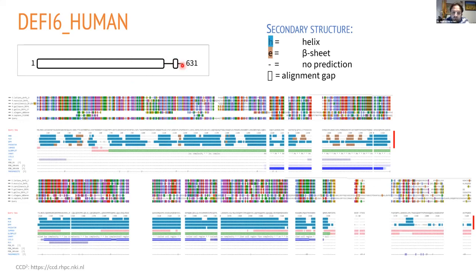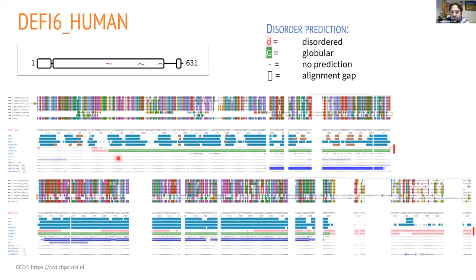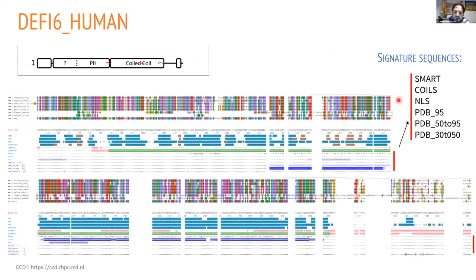Then I would move on and look at disorder predictions. Red is disorder, green is predicted globular, and white means that we do not have any prediction. If we look at this, we can see that this particular block of secondary structure seems to be connected via a disordered region, so it's possibly a little floating domain. There is also disorder around the helix, and there's possibly some disorder here in the middle of this long predicted helix.